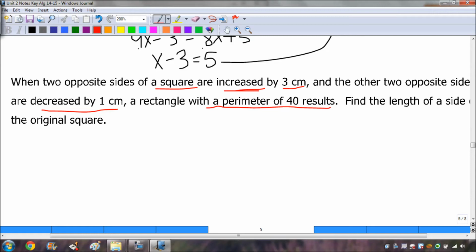So I don't know how big the original square is, and I don't know how big the original side of the original square is. So if I don't know that, I'm going to call it x. So I'm going to say let x equal the side of the original square.